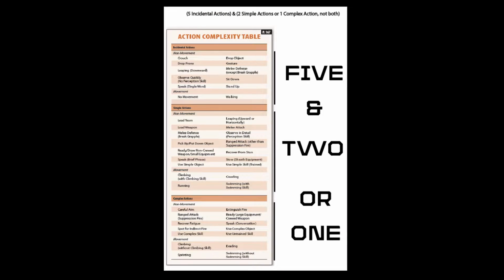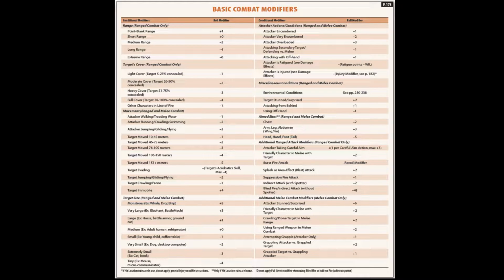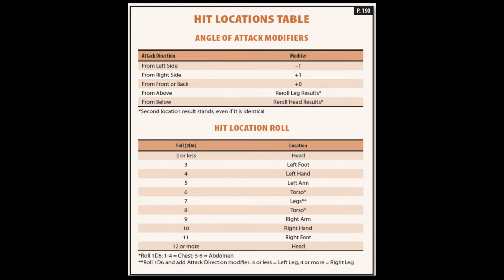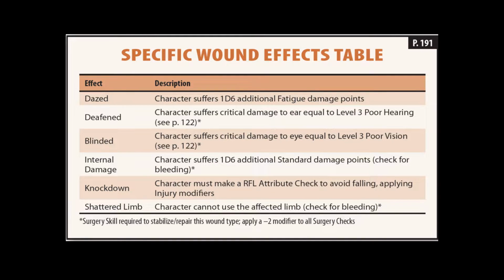You will need the Action Complexity table, the Movement Cost table, the Basic Combat Modifiers table, and the Standard Damage table. However, if you are using the optional hit location rules, you will also need the hit locations table, location effects table, and the specific wound effects table. That's a lot of tables.